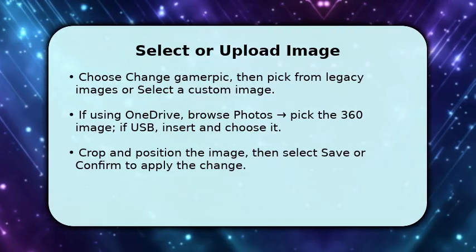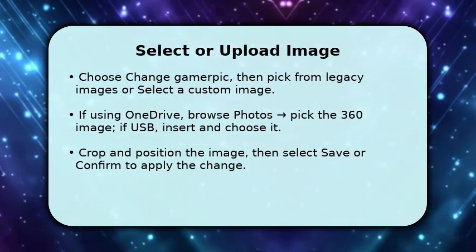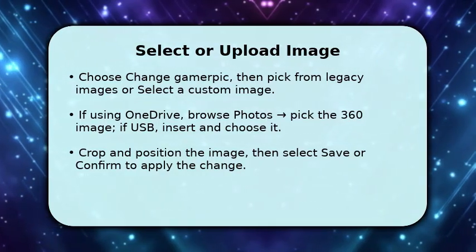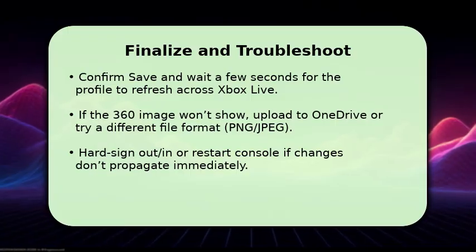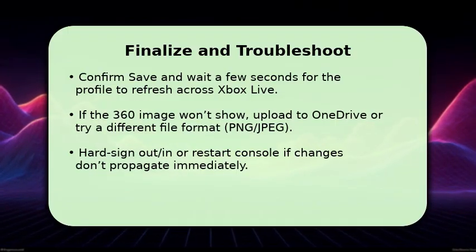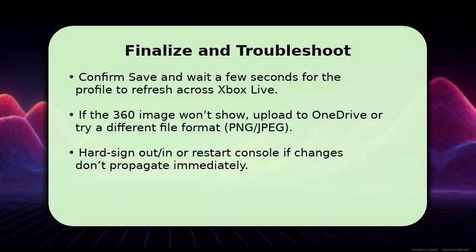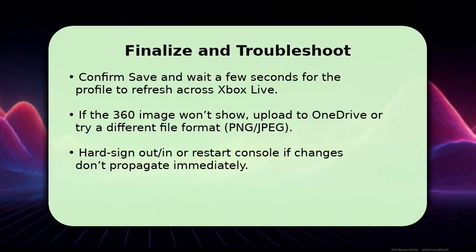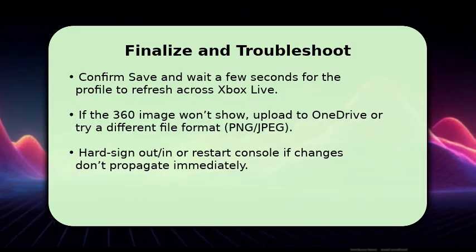After selecting the image, crop and position it so the face or logo is centered. Make sure you're happy with framing before you save. Confirm save to apply the new Gamerpic, and give Xbox Live a few moments to propagate the update to your account. If the Xbox 360 picture doesn't appear, make sure the file format is compatible, use PNG or JPEG, and upload it to OneDrive so the console can access it reliably.